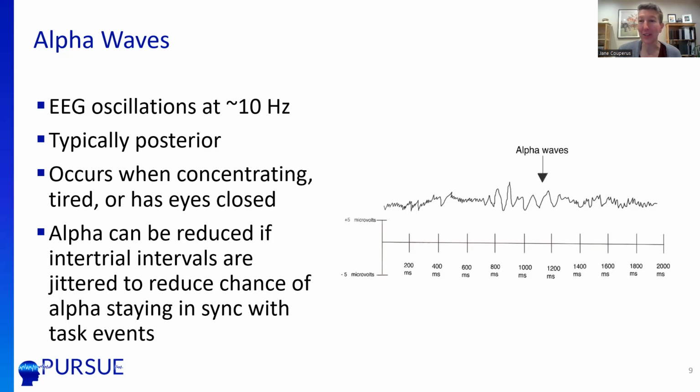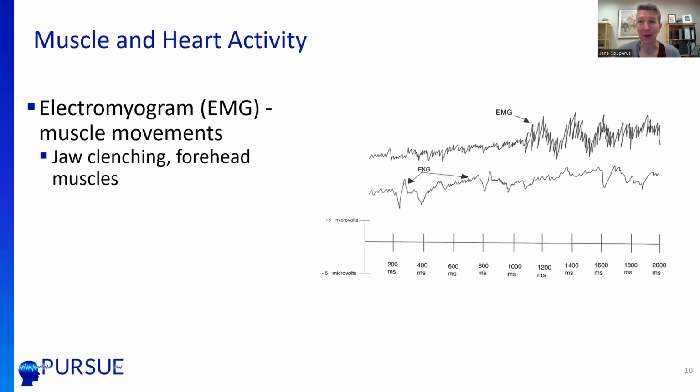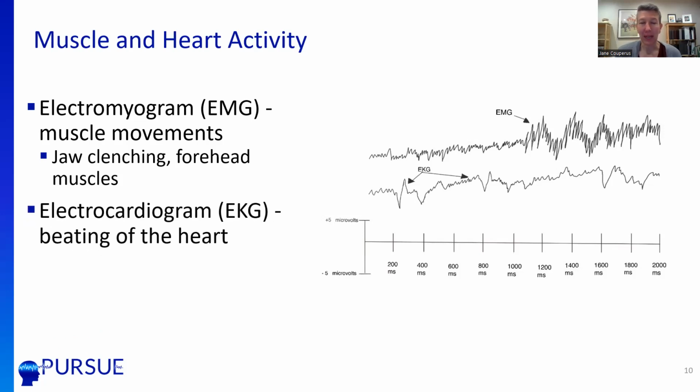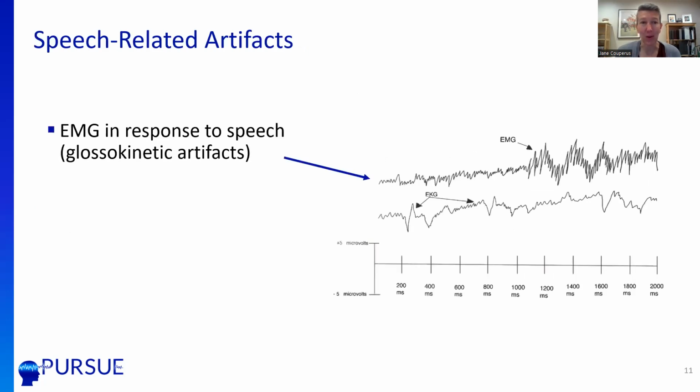Just your environment and how you're setting up your experiment is important. There's also muscle and heart activity. So if you're clenching your jaw or your forehead muscles or you're squinting, that's going to create muscle movement that is much higher in frequency. You can also pick up electrocardiogram, or the beating of the heart. Sometimes if an electrode is too close to a really big vessel, you might pick up electrocardiogram activity, and you don't want that as well.